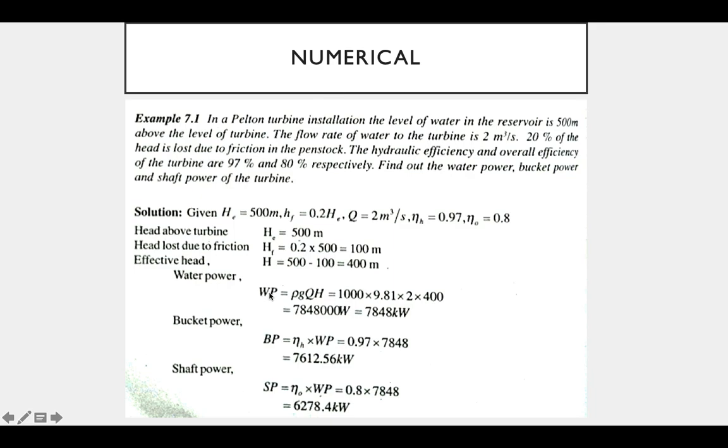So you can find out water power. Water power is equal to rho g Q H, where this H should be the actual head that is available. That is, you have to reduce the head loss due to friction. So you will get the actual head, and from there you can find out water power.